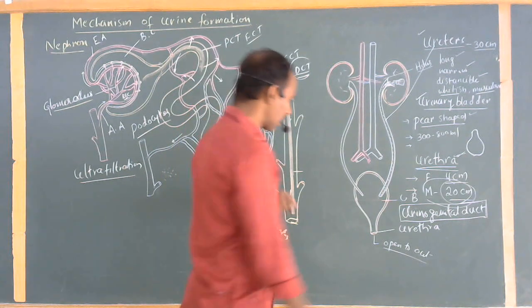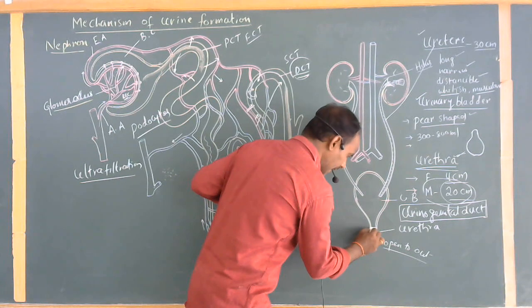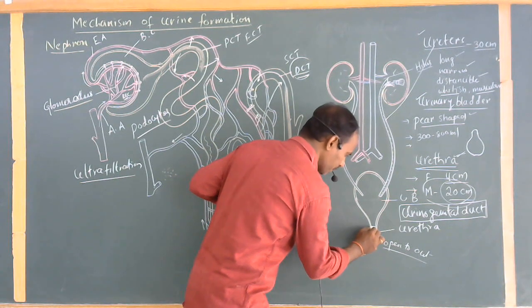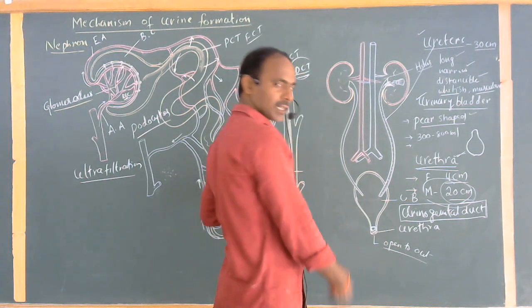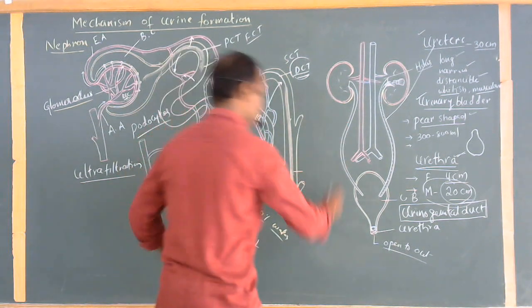One more thing. Last but not least, at the ending of the urethra, there are two sphincter muscles present. This comes under the next part, commonly called micturition.